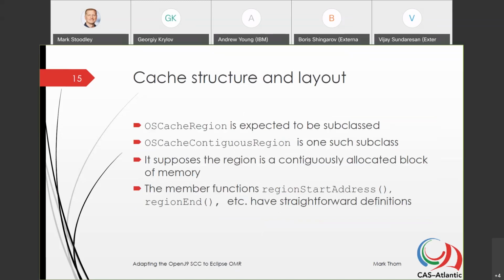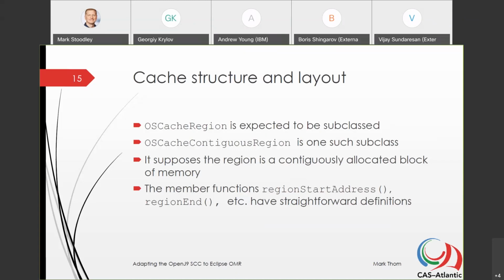As I said, because it contains pure virtual functions, it's in effect an abstract class, as you'd call it in Java. So what that means is that we expect it to be subclassed, and for the subclasses to provide those methods. So the only subclass of the region class that I provide within the refactored version of the shared cache is OS Cache contiguous region, and I'll probably contract that name eventually. But contiguous region just is what it says on the tin. It's just a contiguously allocated region.